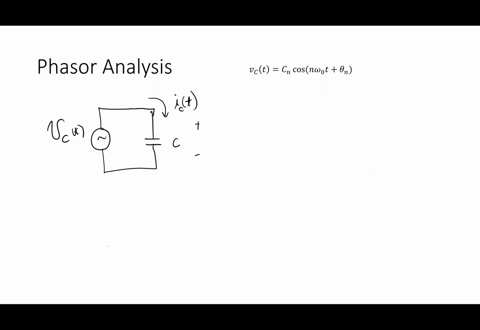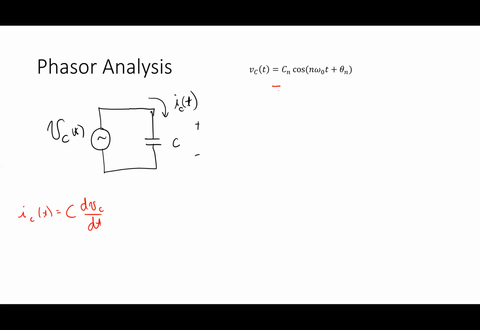If I have a general input here, the voltage on a capacitor is Cn cosine(n omega naught t plus theta n) like this. I know that the current in the capacitor is IC of t equals C dVc/dt. And I can basically take the derivative of that voltage to figure out what the current's going to be. That tells us that IC of t and Vc of t are things that exist in the time domain. That means in the real world. In other words, we have a voltage that's pulsating up and down as time advances. All right, but we often analyze that in the phasor domain.